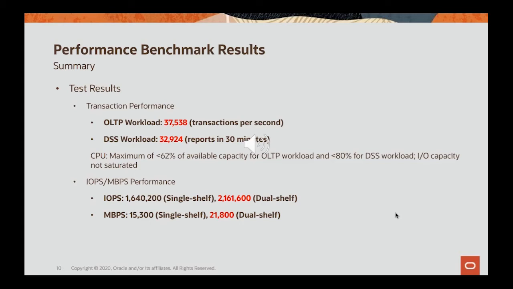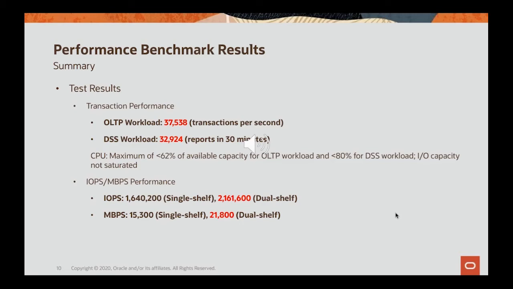So this is our performance results. On the OLTP workload, we're measuring over 37,000 transactions per second on a fully loaded ODA X8-2-HA system. And on the DSS workload, we can complete close to 33,000 reports or transactions in 30 minutes. These are the measurements we use to measure the performance. This is using SwingBench with a real database workload, so it's more reflective of what you would see in a real customer database environment with an application performance.